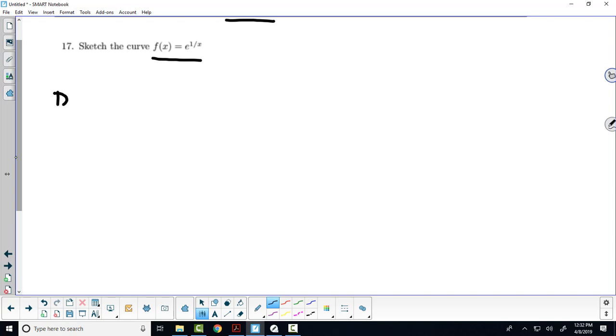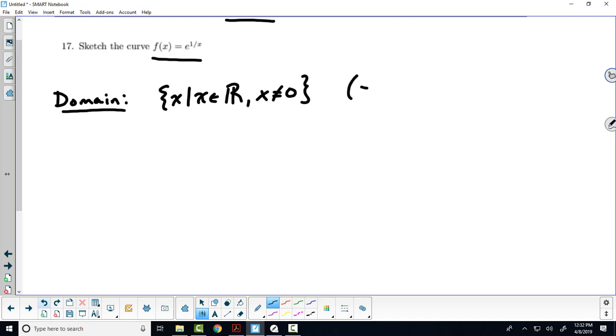So the first thing we said is we want to identify the domain of this function. So where is this function defined? Well, we've got the exponential function, which is defined for all numbers, but then we've also got division introduced there. So we've got to make sure that we're not dividing by 0. So the domain of this function would be all real numbers except for 0. Set of x such that x can be any real number except that x cannot equal 0. Or if you like, in interval notation, it would be from minus infinity to 0, union with 0 to infinity.